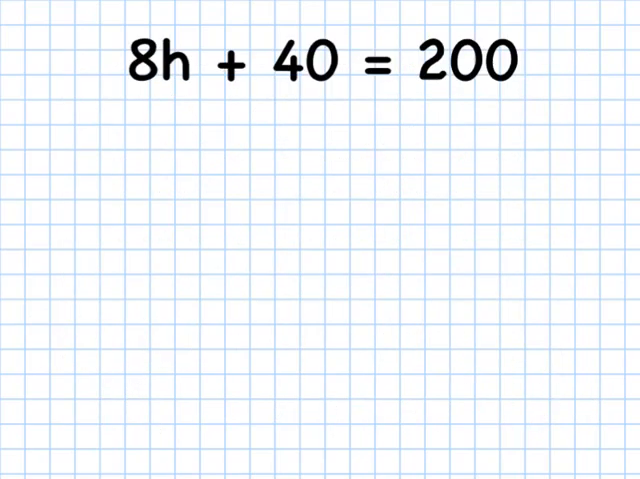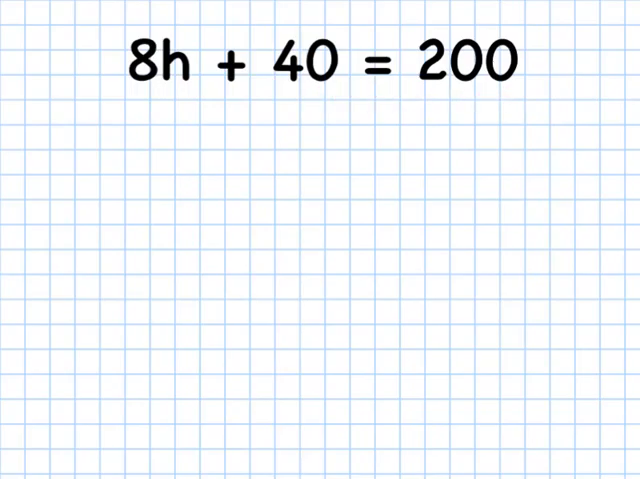Now believe it or not, you've already done most of the work. We've done the hardest part of the problem, translating the words into algebra. Once we have an algebra equation, we always solve those pretty much the same way. That's pretty straightforward, and we've already done the problem-solving part of it. So here's our equation again: 8h plus 40 equals 200.